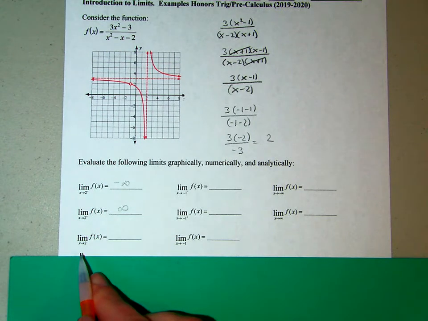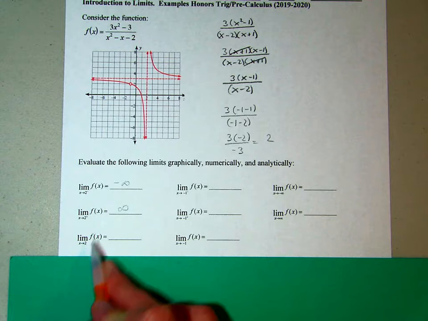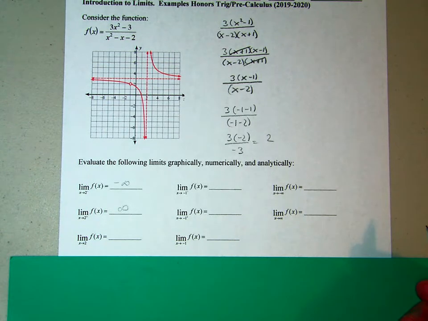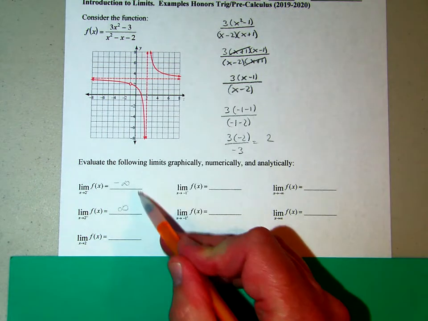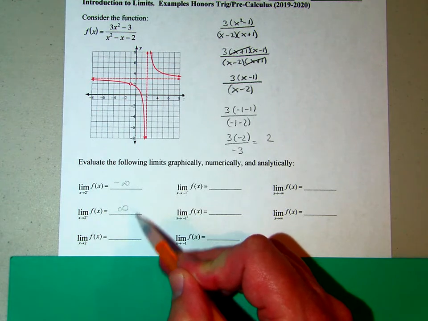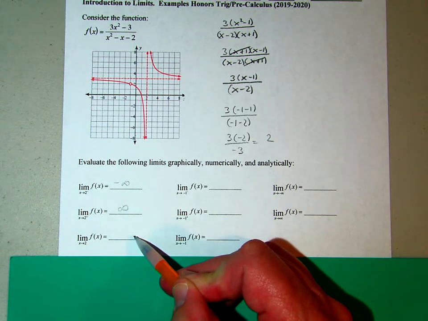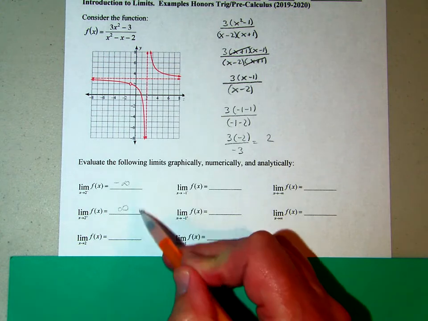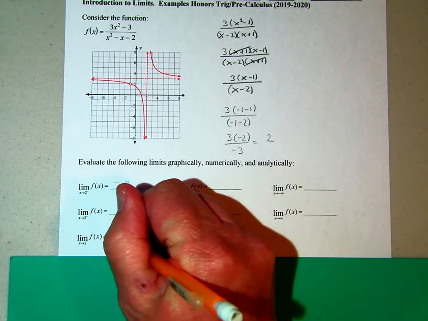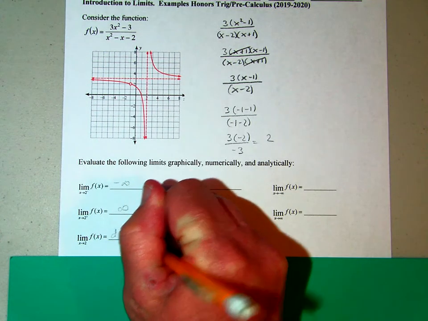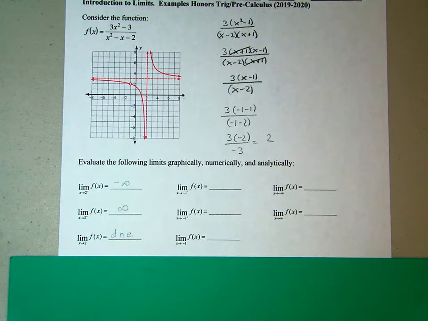Now the last part is the limit as x approaches 2. This combines together what we talked about from the first two. If the left-handed limit equals the right-handed limit, then that is the limit for the last part here. If those two don't agree, then the limit does not exist, and that's pretty universally abbreviated with DNE.